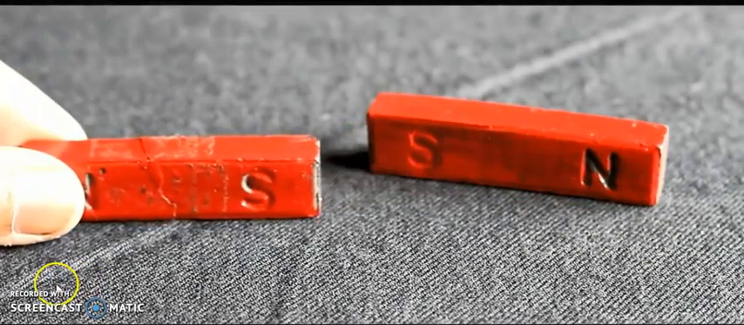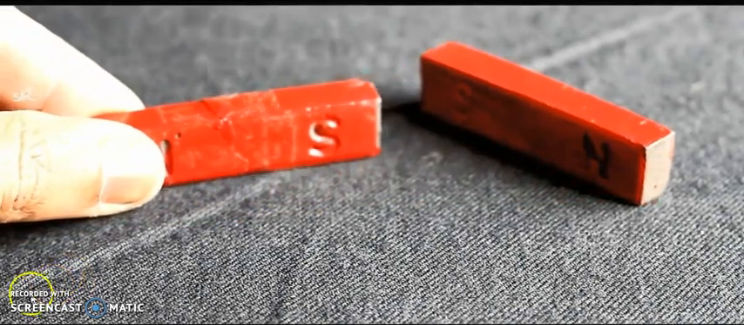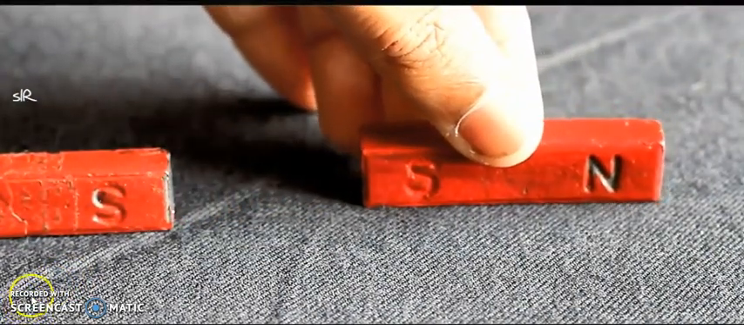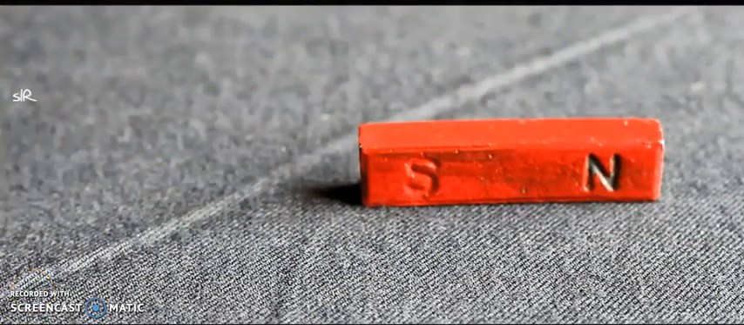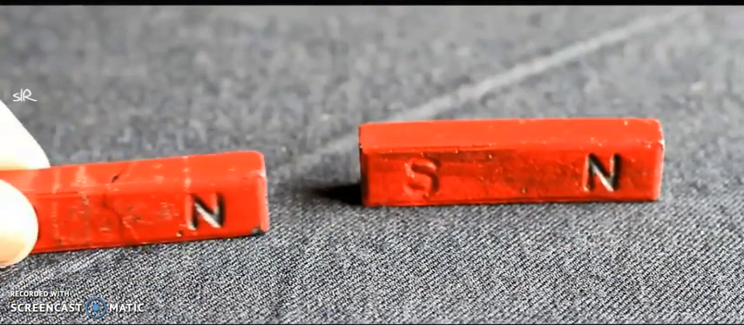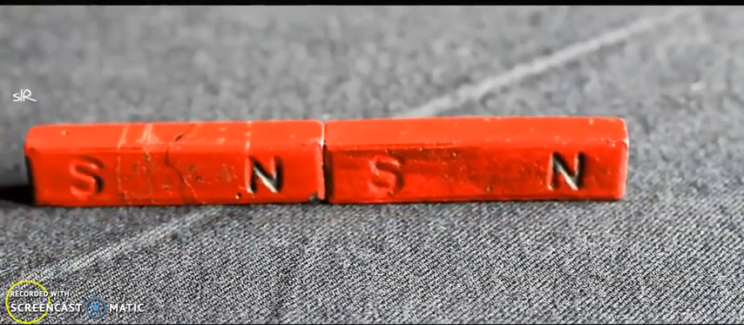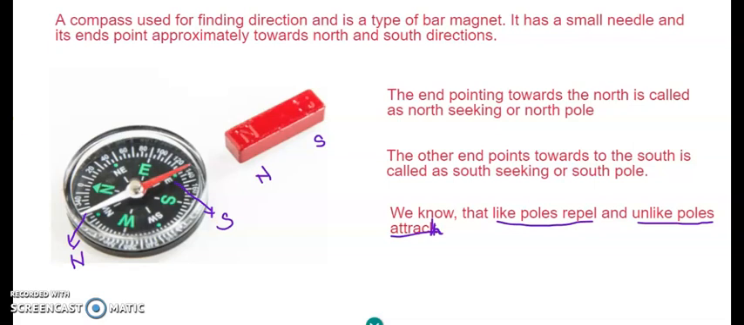Similarly, when you place it down, you can see very clearly how the south poles repel each other, because like poles repel each other. Attraction of unlike poles. So the activity clearly showed that unlike poles attract and like poles repel.